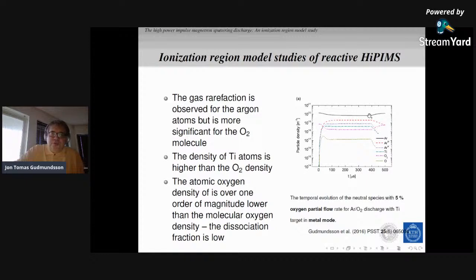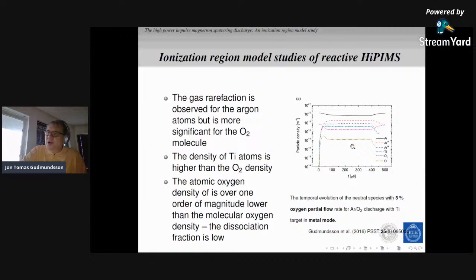First, for the metal mode, this is the particle density versus time during the pulse. We see in this case that the argon, so these are the neutral species, the argon neutrals are the dominating species. We see that there is a drop in the argon density during the pulse, and this is somewhat of a drop because this is a logarithmic scale. We see that the second most important species here is warm argon. So there is a significant number of argon atoms coming from the target. The third most important species is hot argon. So again, a significant fraction of the species is coming from the target. And we see that the titanium density is lower than both of these, and the oxygen densities are even lower.